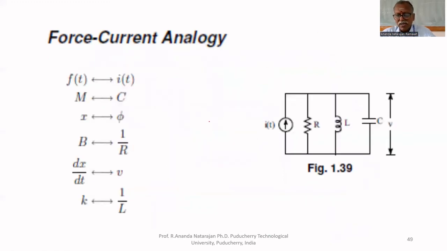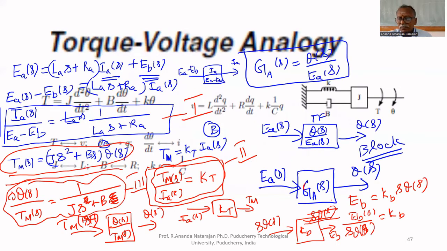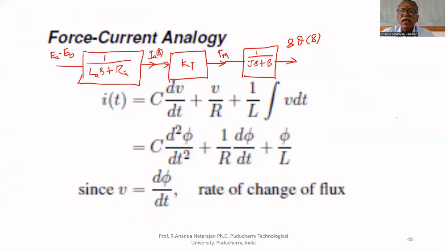Now, one more block we are having. If you give S theta of S as input, you will get back EMF. So we will take this and put that block. That block will give EB as output. What is the transfer function here? KB, that's all. If you multiply by KB, you will get EB. What is the input? S theta of S.